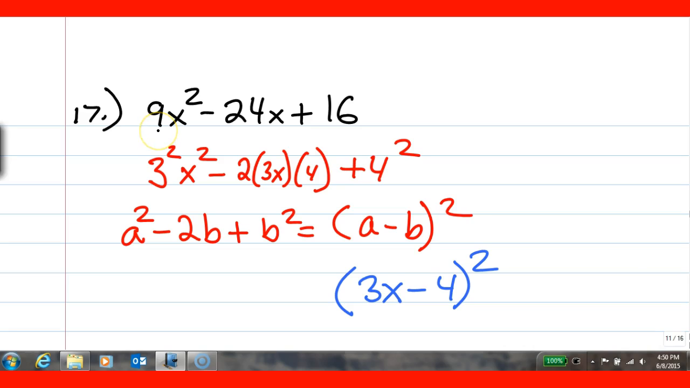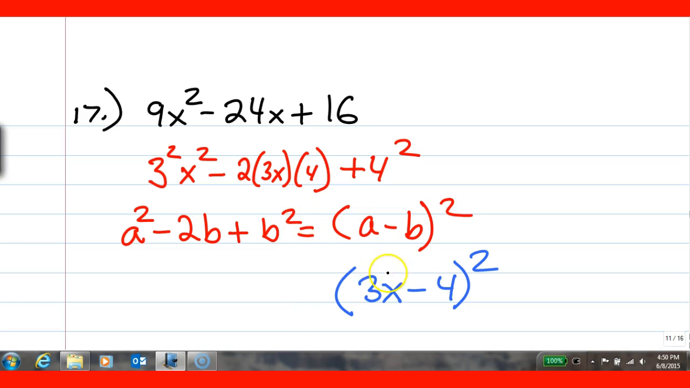Now the A times C method will get me to the same answer. So I see this, I can look back here, my 2 times my 3 gets a 6, 6 times 4, 24. So I have a minus 24x in the middle. So I can use this shortcut here if I remember my formula.